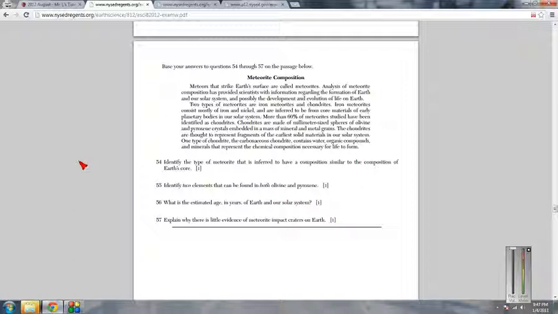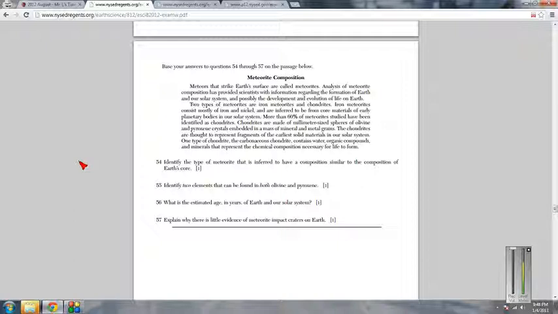Meteorite composition. Meteors that strike Earth's surface are called meteorites. Analysis of meteorite composition has provided scientists with information regarding the formation of Earth and our solar system, and possibly the development and evolution of life on Earth. Two types of meteorites are iron meteorites and chondrites. Iron meteorites consist mostly of iron and nickel and are inferred to be from core materials of early planetary bodies in our solar system. More than 60% of meteorites studied have been identified as chondrites.